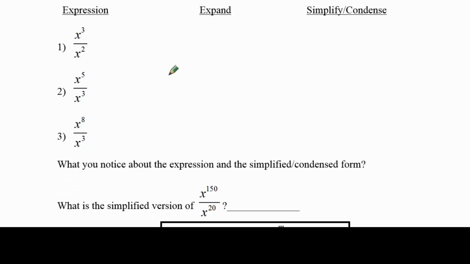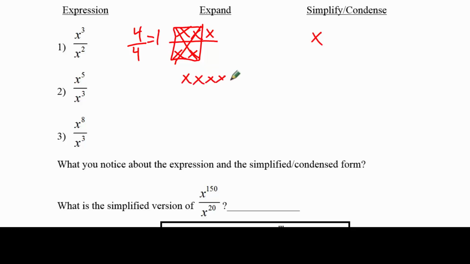Okay, we're going to do this very similar to what we did in the last one. We're going to expand it and see what happens. We have 3 x's on top and 2 x's on the bottom. If you group them like this, you can really see it well. We got 2 x's here and 2 x's there. We can cancel them out in the same way that 4 divided by 4 is 1. So this is 1 x, or just x. We have 5 up top and we have 3 in the bottom. If I group these together, I can see that these 3 are going to cancel, and I'm left with x squared.